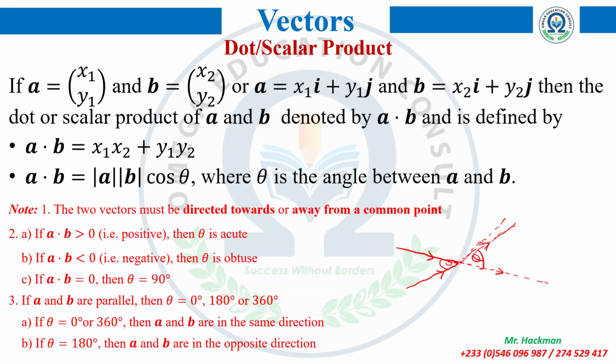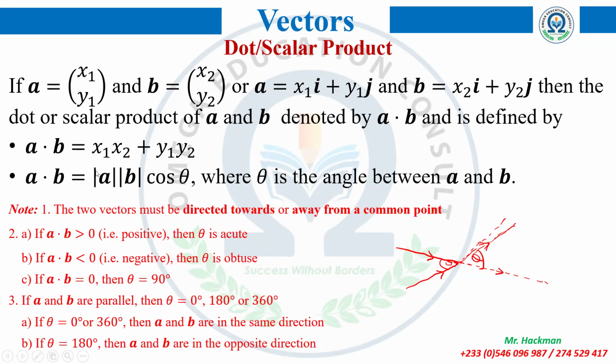So for the definition to be valid, your vectors must move towards or away from a common point. Anytime you are dotting two vectors to find the angle between them, and you realize that they are not moving towards a common point or away from a common point, then you have started wrong. Your value for the angle will be wrong. Take note of that.